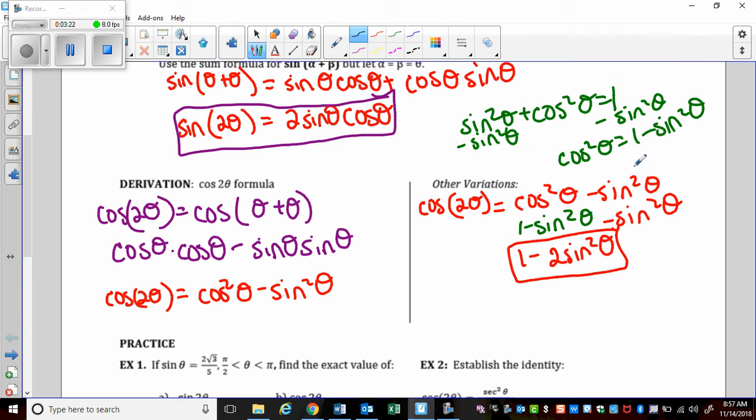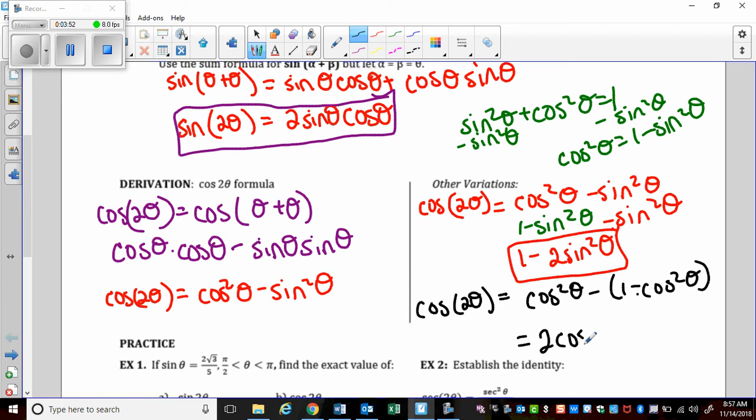There is one more. If I had plugged in 1 minus cosine squared instead of 1 minus sine squared, it would be 1 minus cosine squared. Use your parentheses because we have to distribute this. So we have cosine squared minus negative cosine squared, which is actually plus, 2 cosine squareds minus 1. This is our other variation of cosine.